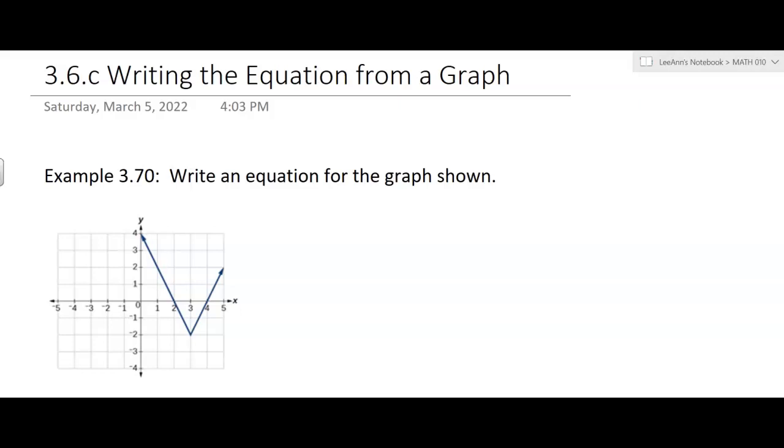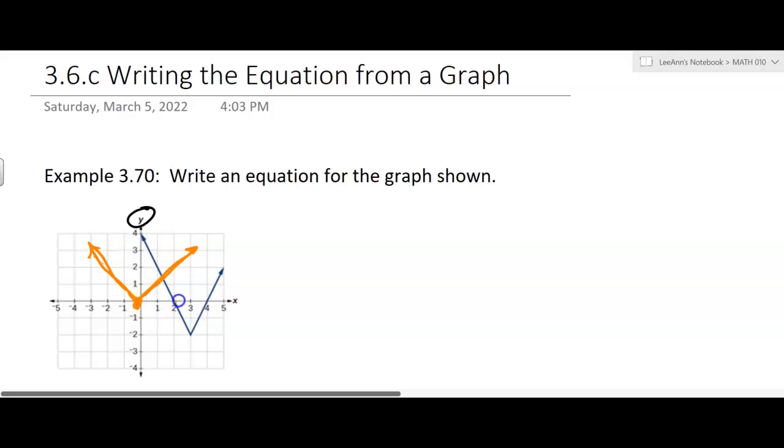Okay, so now they give us a graph and they want us to write the equation for the graph. And I'm assuming we're going to use y because they don't have it labeled f of x. Okay, let's do the easy part first. So think about your old absolute value function. Looks like that. And where did that peak go? Kind of that 0, 0 point.